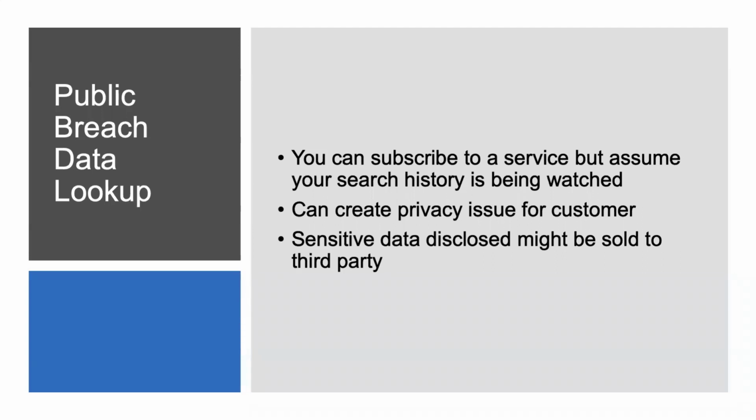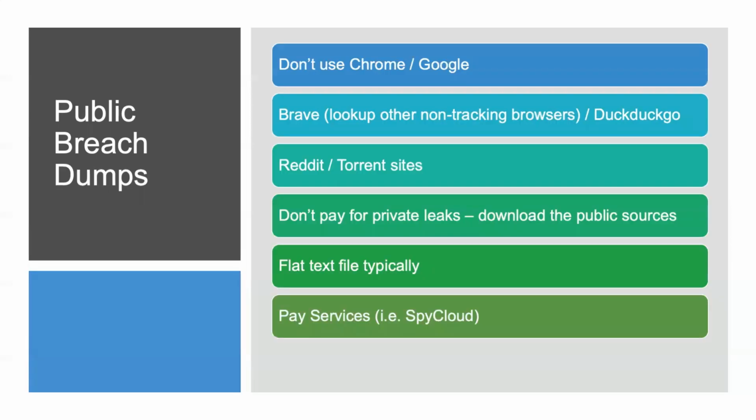Another thing you can use is public breach data to find information on your targets. You can subscribe to a service, but your search history is likely going to be watched, which can create a privacy issue for your customers, so be careful with that. Sensitive information might also get sold, so be careful with that too. So if you're doing certain types of searches, they might be like, oh yeah, this guy is looking for company XYZ, and this is the username, blah blah blah. Just be careful.